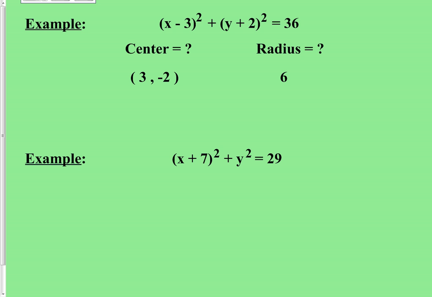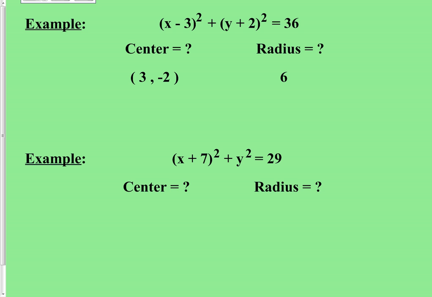Very simple concept. We'll look at one more just to make sure we got it. Let's say we're looking at a circle, and we should know it's a circle because our coefficients of x and y are both the same sign, the same value, and both squared on the x and the y. Anyway, it's a circle: (x + 7) quantity squared plus y squared equals 29.